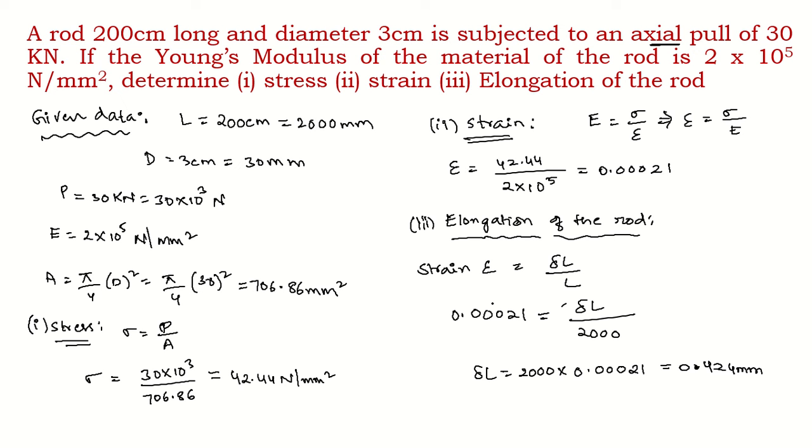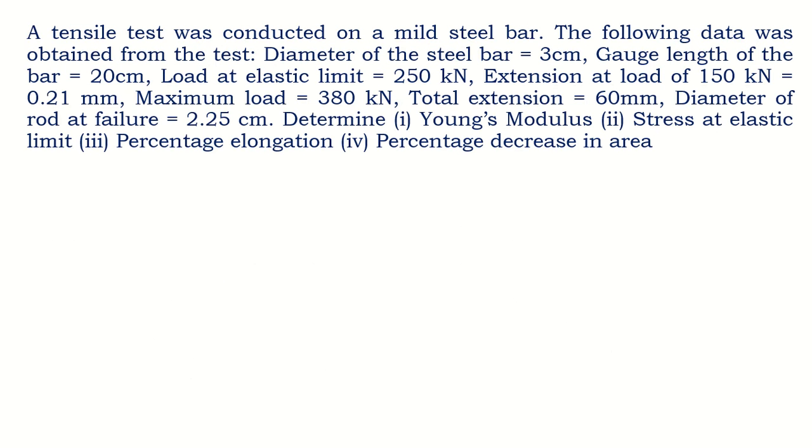So this is a very basic model problem, just for practice I have told. Now let's see another problem which is important. So you can see here, a tensile test was conducted on a mild steel bar, and the following data is given to us regarding the test. So we have the diameter of the steel bar given.